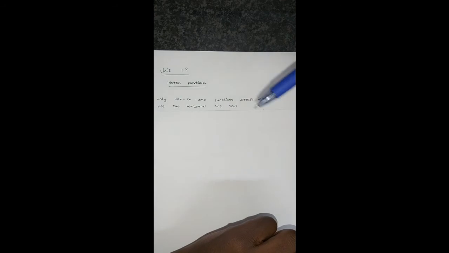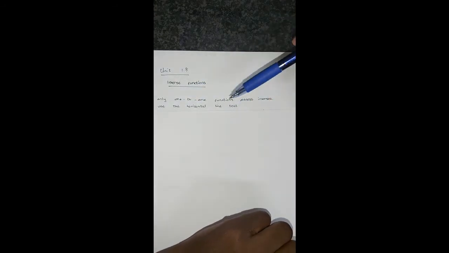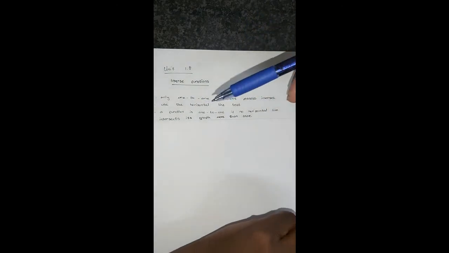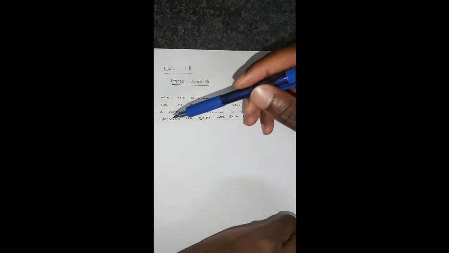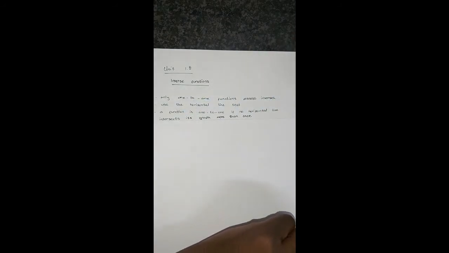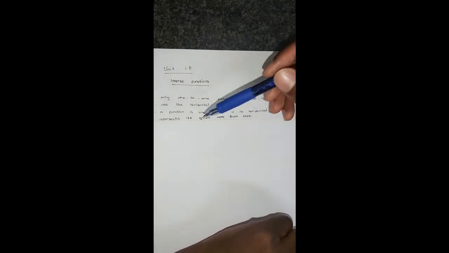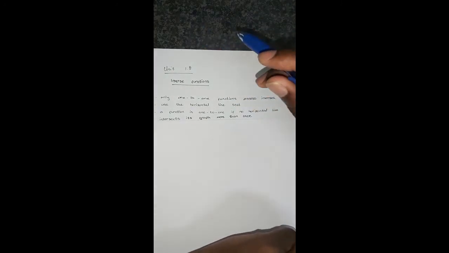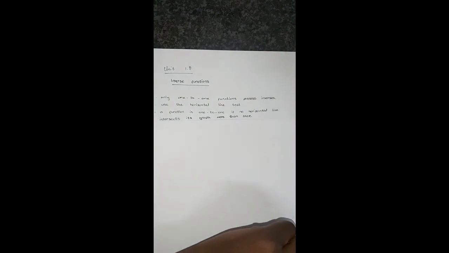Okay, so in order to determine whether a function is a one-to-one function, we're going to use the horizontal line test. The horizontal line test is whereby you plot a graph of the function and then plot any horizontal line, for example at y is equal to 1, and if it intersects the graph more than once, then it is not a one-to-one function. But if it only intersects the graph once, then our function is one-to-one.